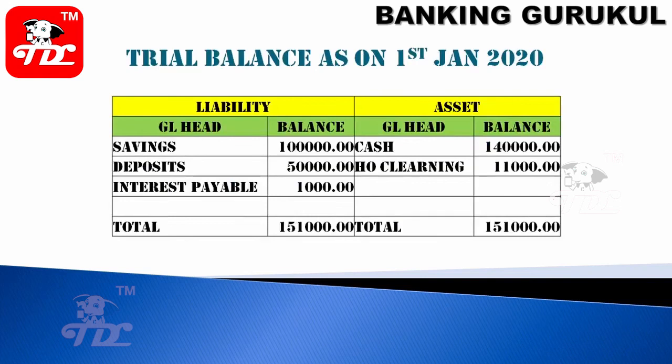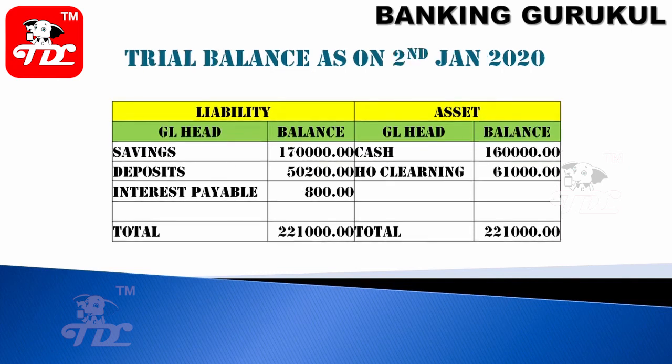So you can see my trial balance on 1st January, but the daybook is 2nd January. So on 1st January I have taken the balances, liabilities and assets as tallied. So total 1,51,000 and assets also 1,51,000. So if I post my 2nd day's daybook transactions, now you can see individual general ledgers increase, some you can see decrease. So finally my total liabilities and assets have tallied. So this is trial balance.